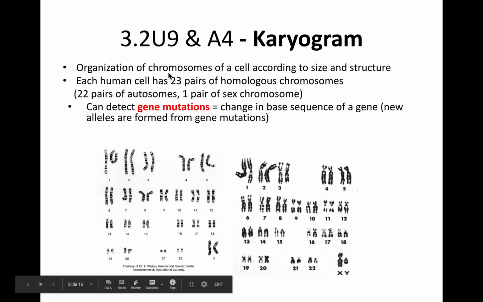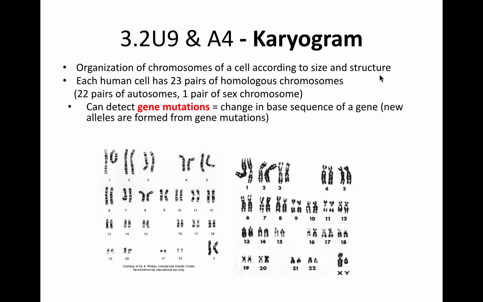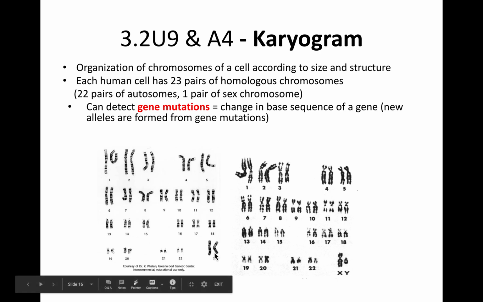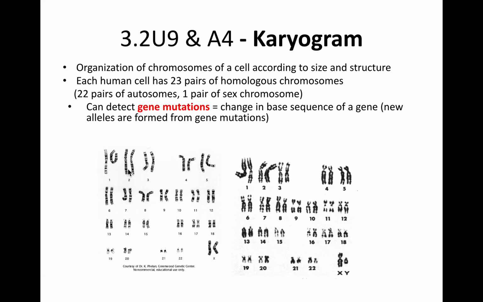Okay, so a karyogram is the organization of chromosomes of a cell according to size and structure. You can see here we have chromosome 1, chromosome 2, chromosome 3, and it usually goes from longest to shortest, except for the sex chromosomes. These ones are both longer, and these ones, for example, are very short. Each human cell has 23 pairs of homologous chromosomes. Remember, each of these are homologous: one came from the mom, one came from the dad, and they have the same genes on them. 22 of the pairs are autosomes, and 1 pair is a sex chromosome.